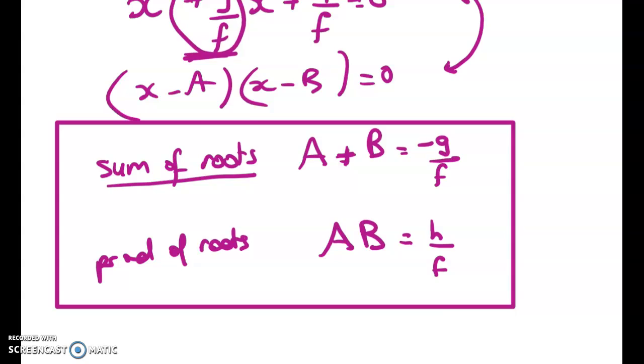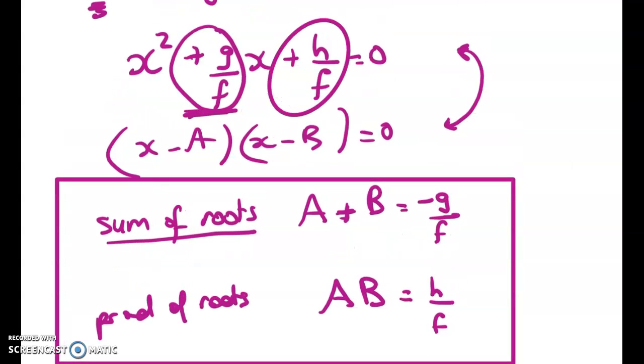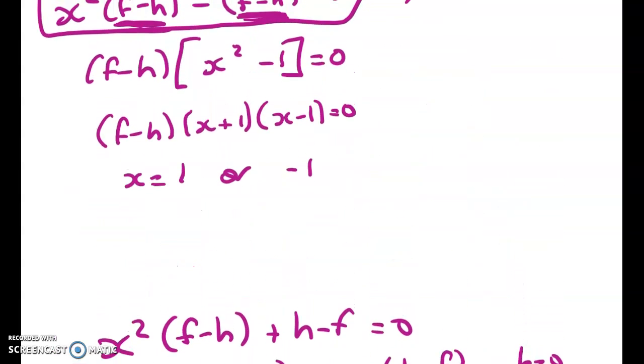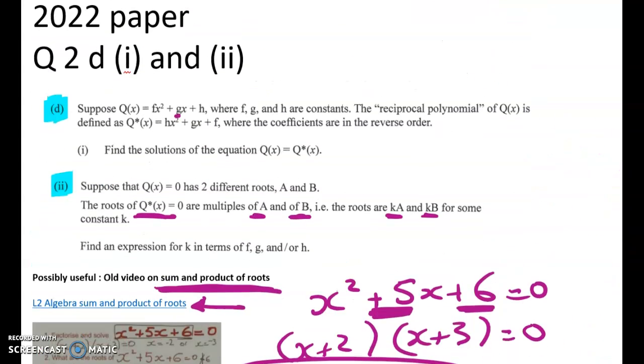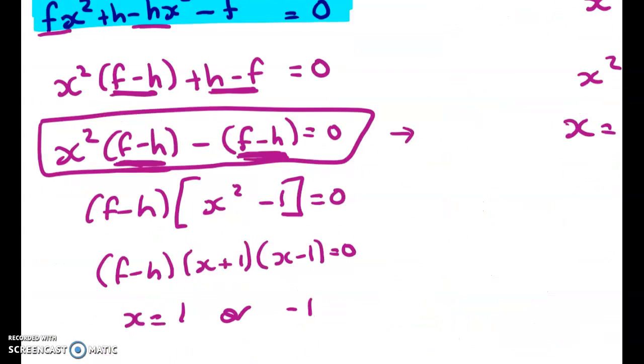The roots are going to multiply to give me this thing here. And the roots are going to add to give me negative g over f. Now we've got the second polynomial, which is the reciprocal one. Let's go back to the question. And we're told that the roots of the reciprocal polynomial are ka and kb.